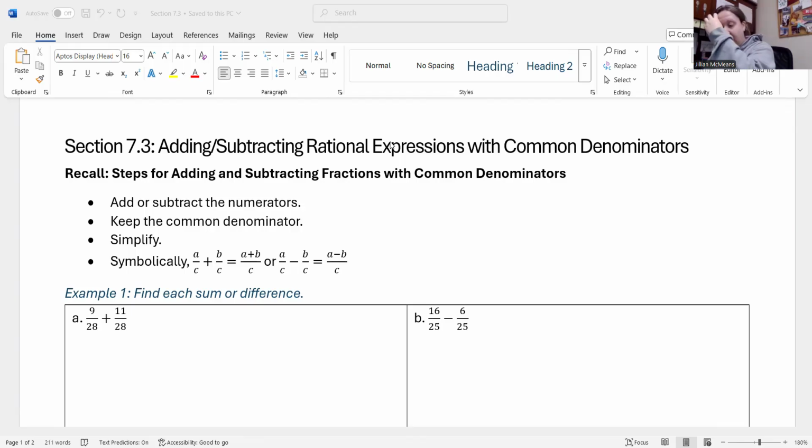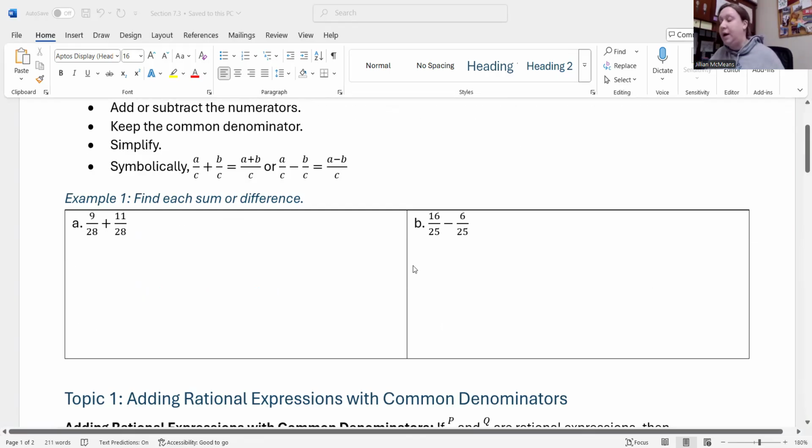So symbolically, if we had A over C plus B over C, notice we have common denominators. That would be A plus B over C. Similarly, if we had A over C minus B over C, again, we have a common denominator. We just take A minus B and put it over that common denominator of C. So let's practice. So example 1 just says find each sum or difference, okay?